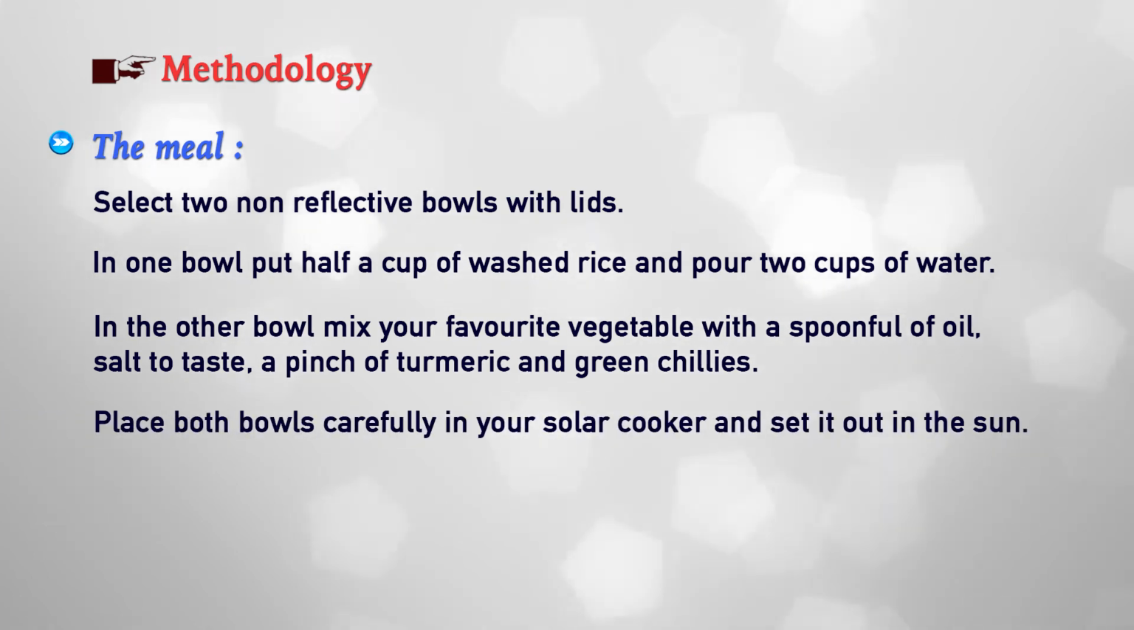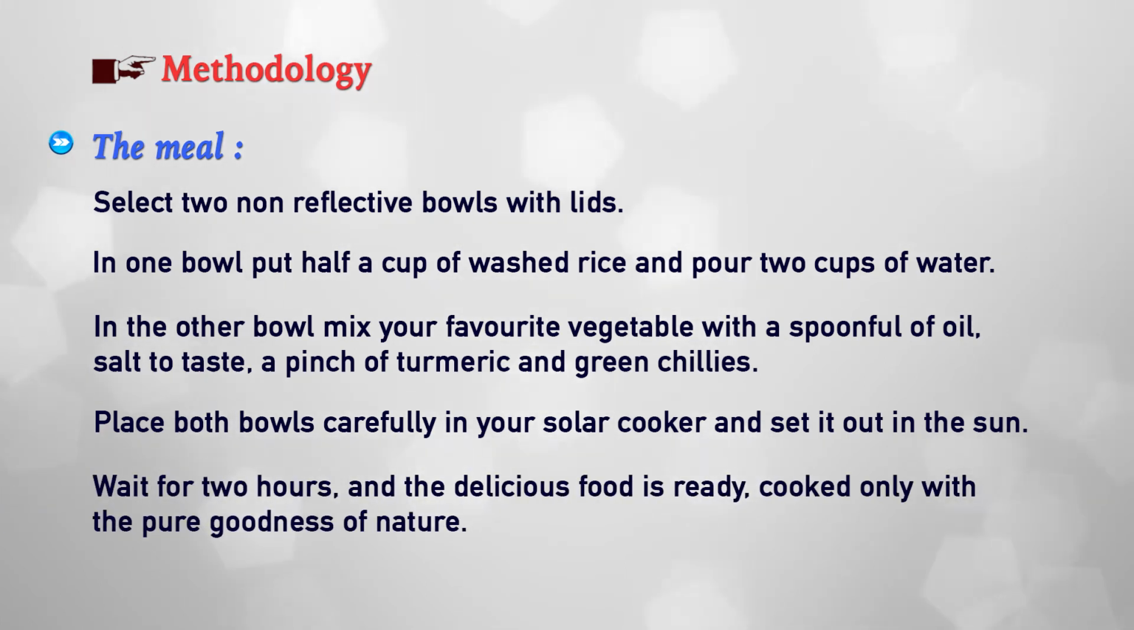Place both bowls carefully in your solar cooker and set it out in the sun. Wait for 2 hours and the delicious food is ready, cooked only with the pure goodness of nature. So this is how you can make the solar cooker on your own.